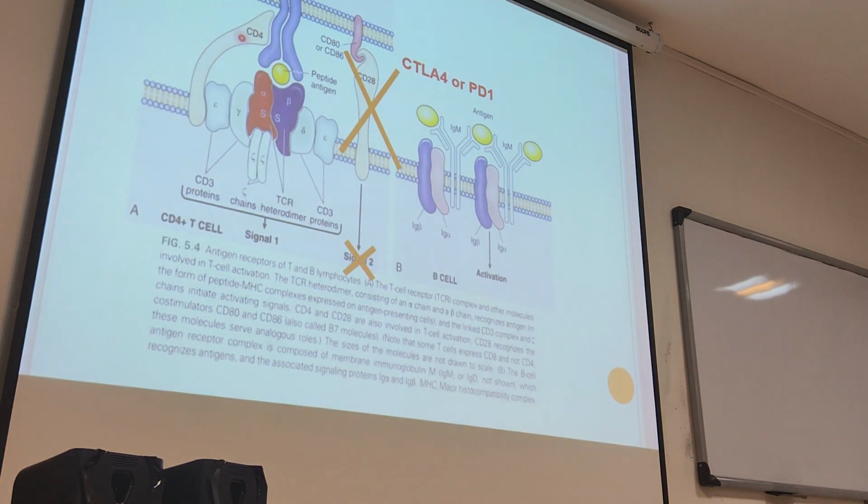And I told you that in some tumors we have mutation in signal 2, and the tumor escapes the immune system, so it does not get to apoptosis or tolerance.